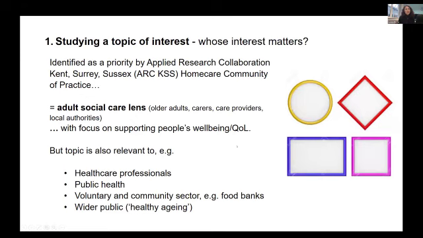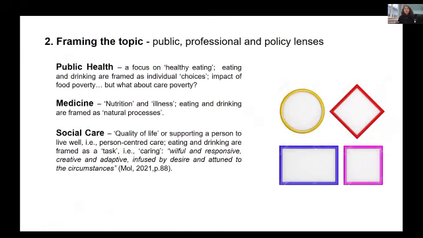Next slide, please. We also then had to really think about how do we frame the topic? Because each sector, each person, depending on their role, has a bit of a different way of talking about this, of framing the issue and using different types of language. So we found that there are different frames at play here in how food and drink needs are understood. And we identified three main frames or lenses that people use to look into and understand the issue and the topic. So the one that we used was the social care one, that talks about quality of life and really thinks about caring. Now, here you see task.